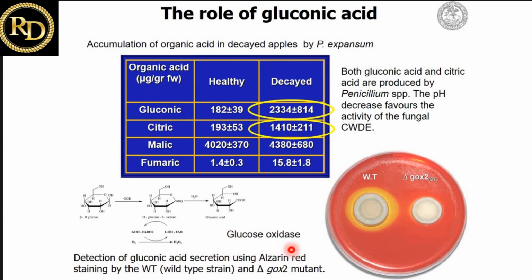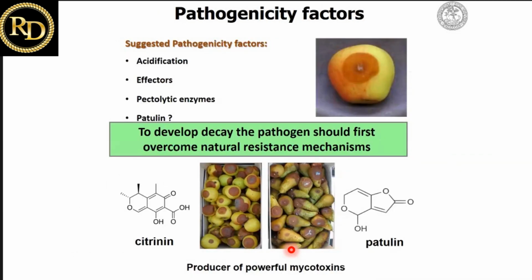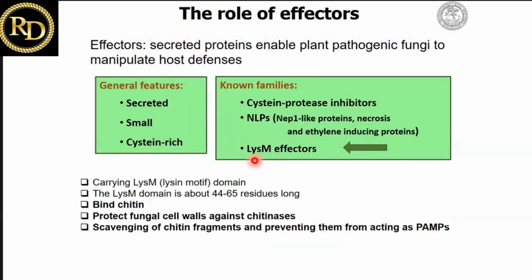So we have this pH reduction. During acidification, the fungus produces some effectors. In particular, there are some LysM effectors, and these LysM effectors are able to bind the chitin of the fungus to protect it against the chitinases which are released by the plant. So it's a mechanism of protection against the plant resistance.